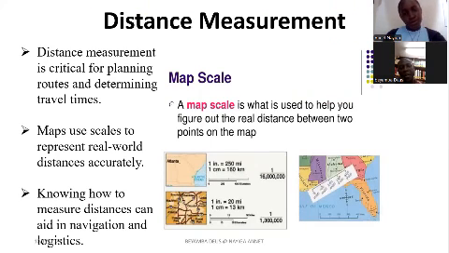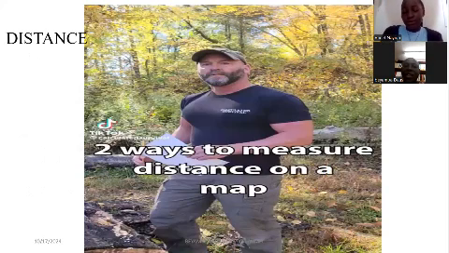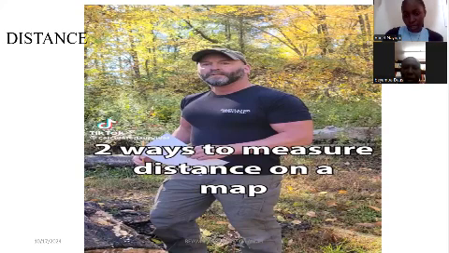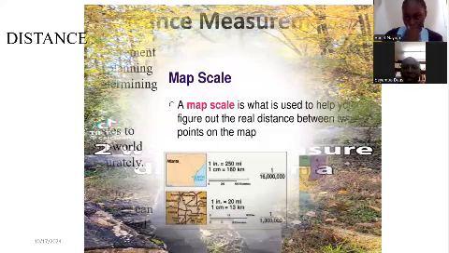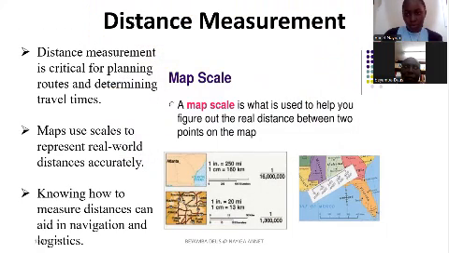Okay, that video clip gives the details of distance measurement. Are we together? Yes, please. So what have you observed from that video clip?